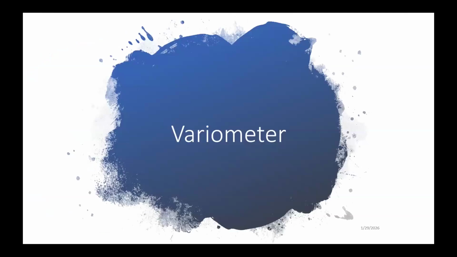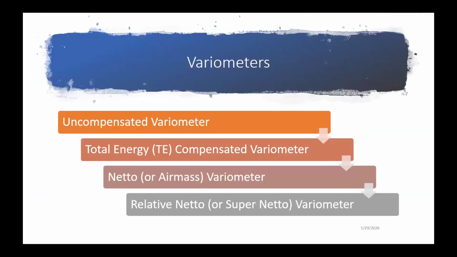All right. Let's jump over to variometers. It's funny, this is an extremely simple instrument. Basically it looks like it's almost a variation of the altimeter, really. We have uncompensated variometers. We have total energy compensated variometers. We have netto or air mass measuring variometers, and we have relative netto or super netto variometers. Okay, and we'll work through this.